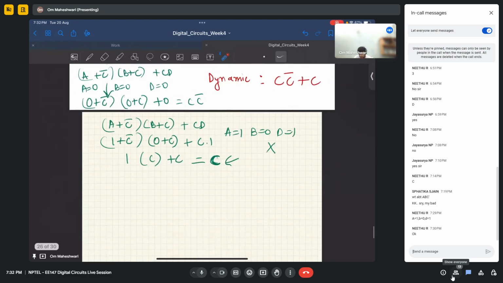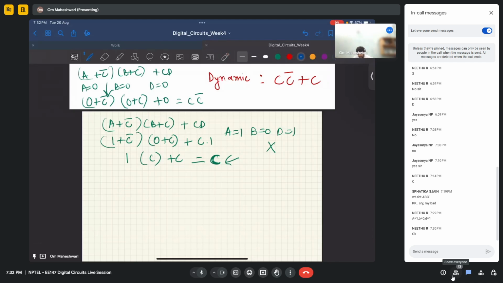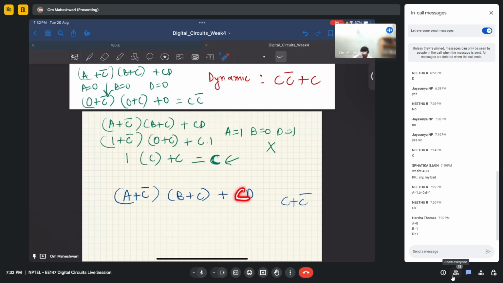Okay, so let us try this. You have A plus C bar, B plus C plus CD. What you want is C plus C bar, right? So I see I have this C here, I have C bar here, I have this plus also. Somehow I want to remove this part and D. So D should definitely be 1. A should always be 0 to retain this C bar. This is plus. And we do not want this part.